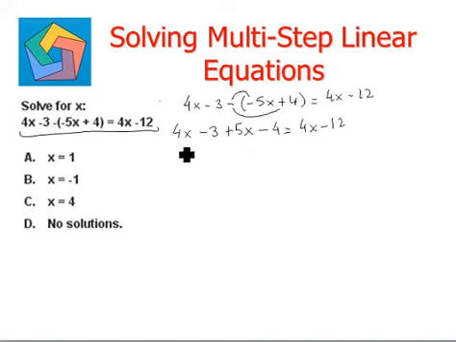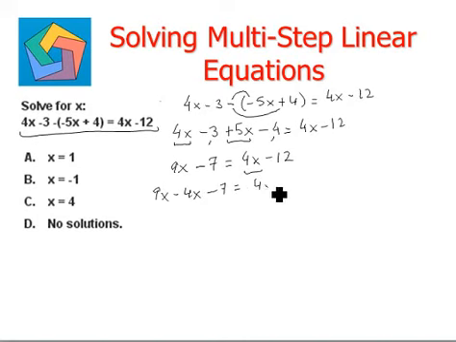Now we'll put the like terms together. 4x plus 5x is 9x, negative 3 minus 4 is negative 7, equals 4x minus 12. Now we'll bring the 4x to the left side by subtracting 4x on both sides. So this 4x minus 4x becomes 0. Now we put the like terms. This is 5x minus 7 equals 0 minus 12.